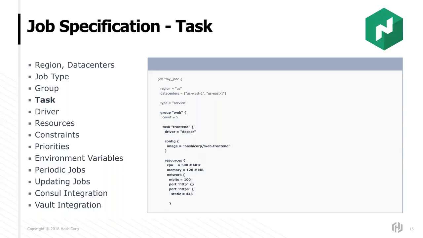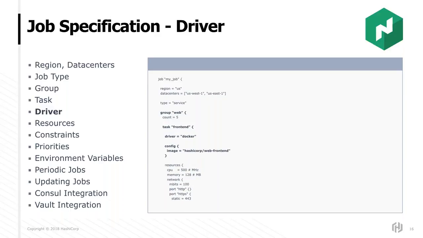The task stanza, which is nested within the group stanza, defines the individual unit of work, right? So such as a web application or a batch processing task, for example. And that stanza includes the driver. So if you're using Docker, that would be indicated there. And it also includes the image that you'd like to use, as well as the resource requirements for the task, right? So your CPU, your memory, and your network requirements.